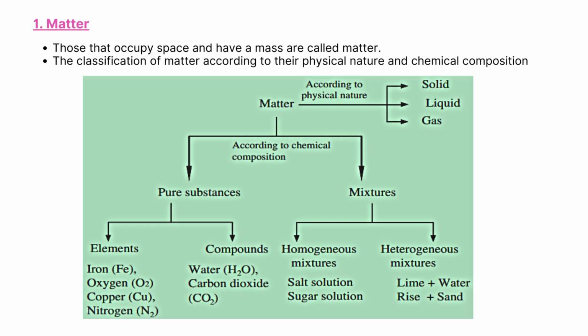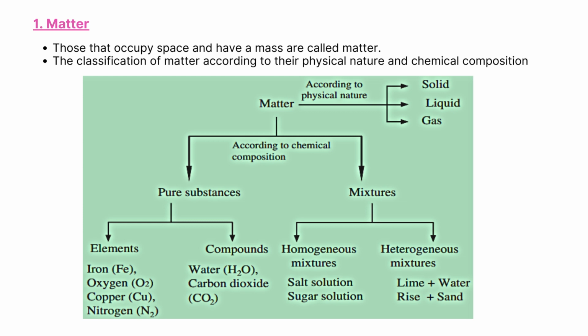But when these elements combine in a fixed ratio, they form compounds. Compounds also have definite properties and they also cannot be broken down into individual components by physical methods. For example, if we take oxygen combining with hydrogen, we get water. The properties of water are different from hydrogen and oxygen. Similarly, carbon has certain properties, oxygen has certain properties, and carbon dioxide has properties of its own. So all these, the elements and compounds, are pure substances with definite characteristics or properties.